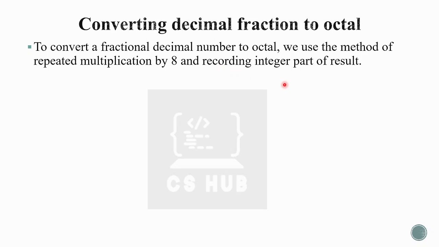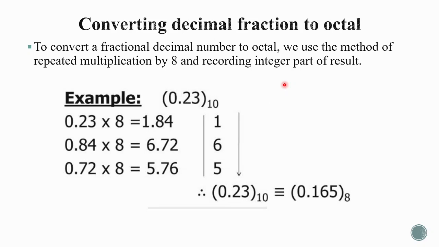and recording the integer part of the result. In that conversion, we were recording the remainders. Here we are recording the integer part of the result. So consider this example. This is a decimal fraction 0.23. We are going to convert this 0.23 into an octal number. So the method used is repeated multiplication by 8.